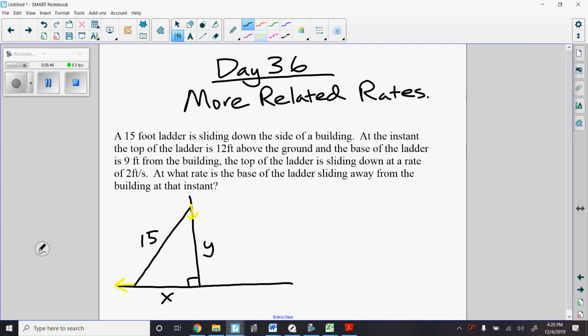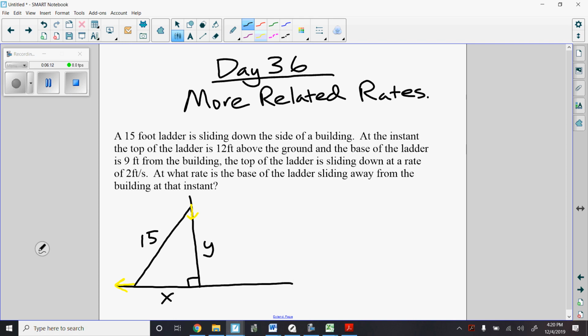Do not draw your picture with 15, 12, and 9. Do not draw it with X, Y, and Z, or A, B, and C. The variables should be letters. The things that are staying constant should be constant. So it should look like this, either X, Y, and 15, or B, H, and 15, or whatever you need. It's very, very important to see that right now.